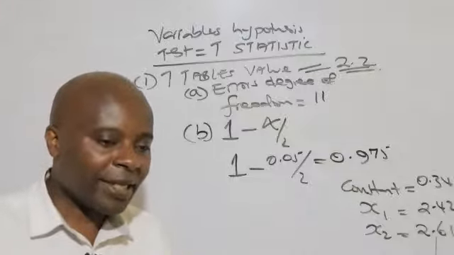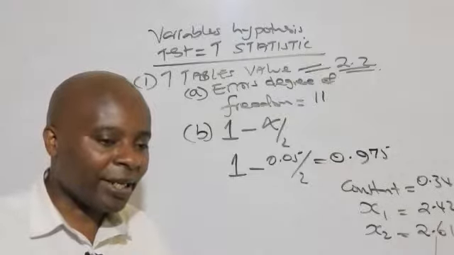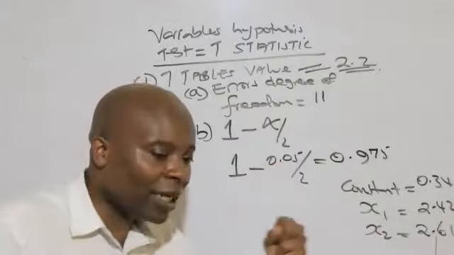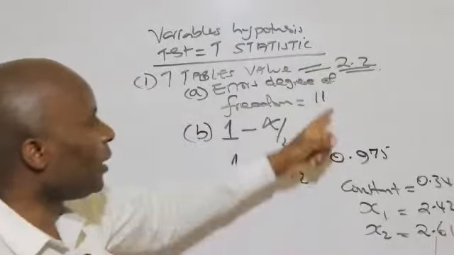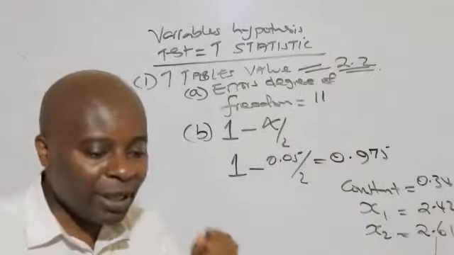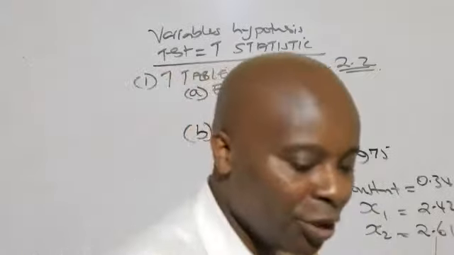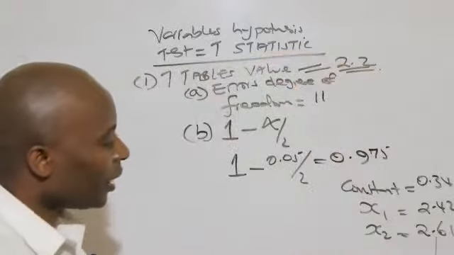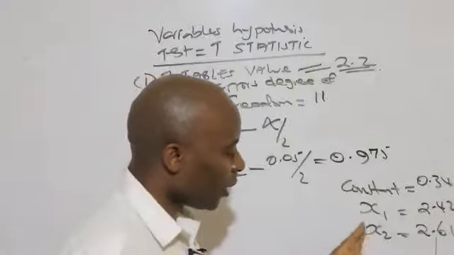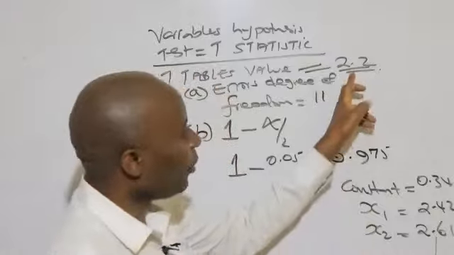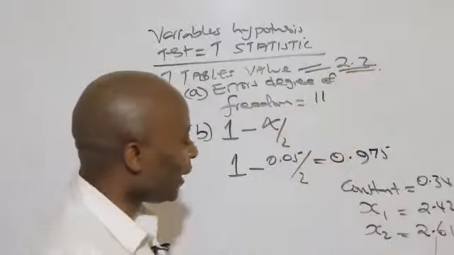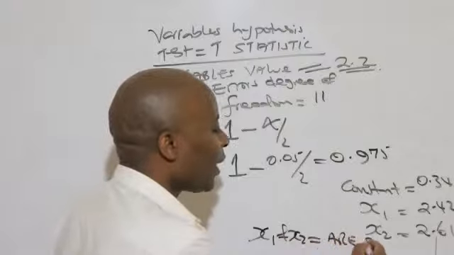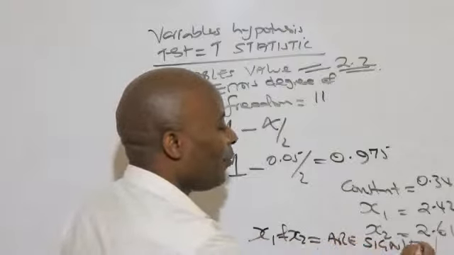Remember, significance can only arise, ladies and gentlemen, in situations where our T calculated figure is bigger than the T table. If the figure is not bigger than the T table, then that thing is useless. So in this case, I can see that x1 and x2 figures are more than 2.2. So x1 and x2 are significant.